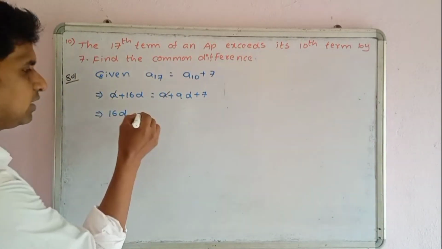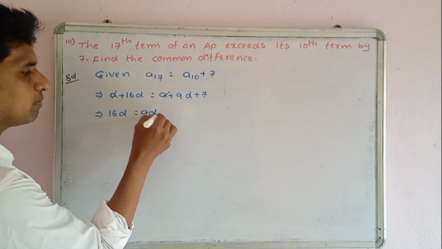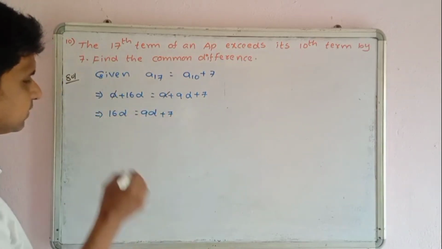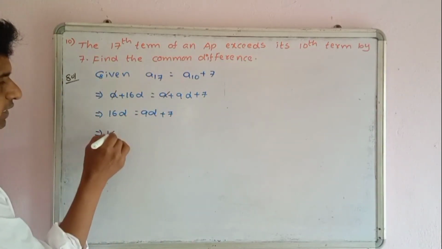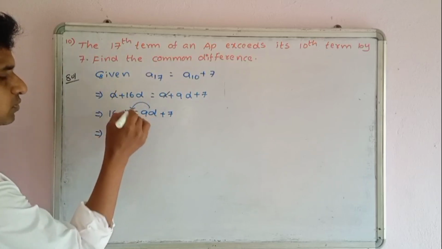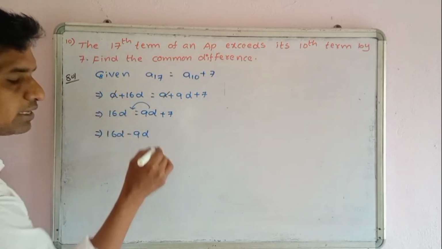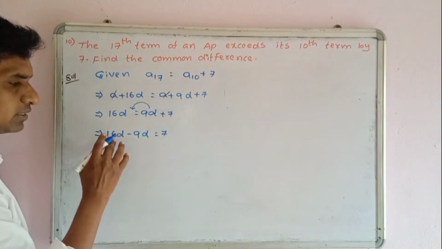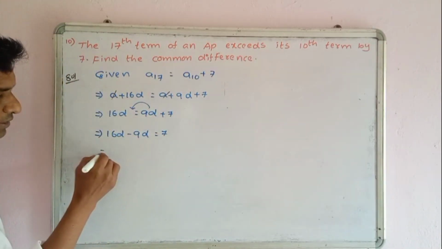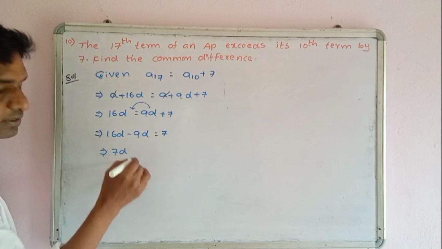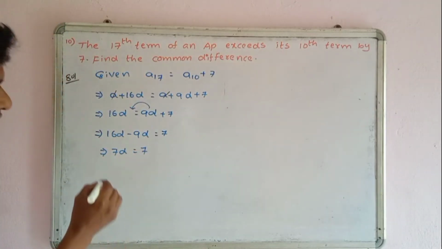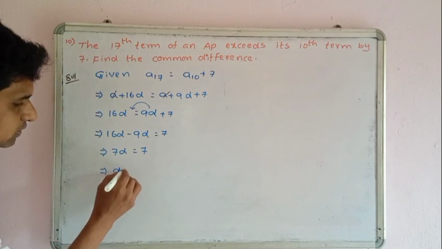16D equals 9D plus 7. So 16D, 9D transpose to the left side, minus 9D equals 7. 16D minus 9D is 7D. 7D equals 7. So D equals 7.